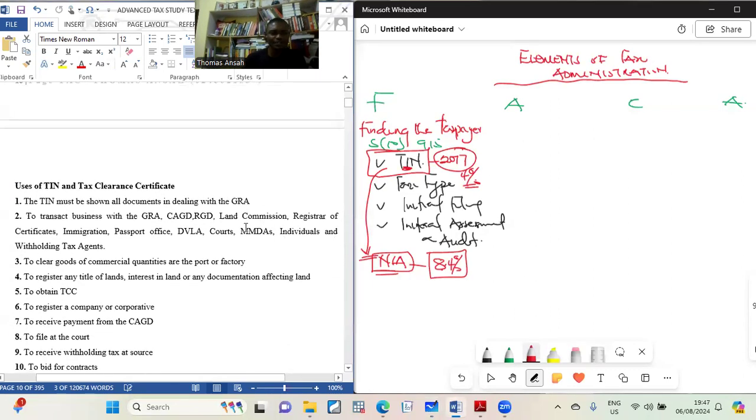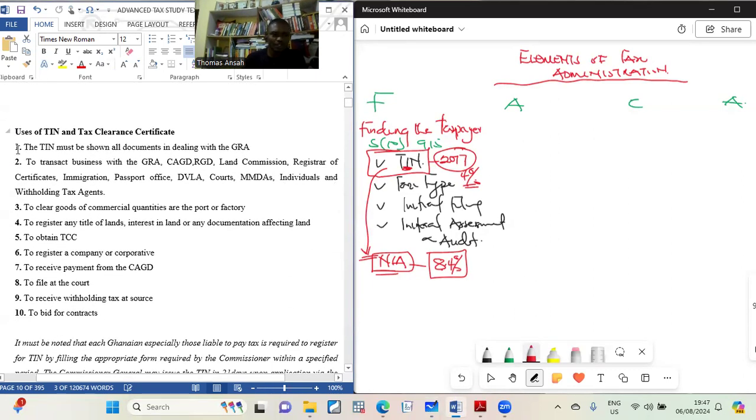If you now have the TIN, of course, these are the uses of the TIN. TIN must be shown in all documents in your dealings with GRA. If you send a letter to GRA without a TIN, it's as good as you didn't do anything. You need TIN to clear your goods of commercial quantity from the port. You need TIN to have a tax clearance certificate. You need TIN to receive payment from the Controller and Accountant General. You need TIN to be able to file a case in court.